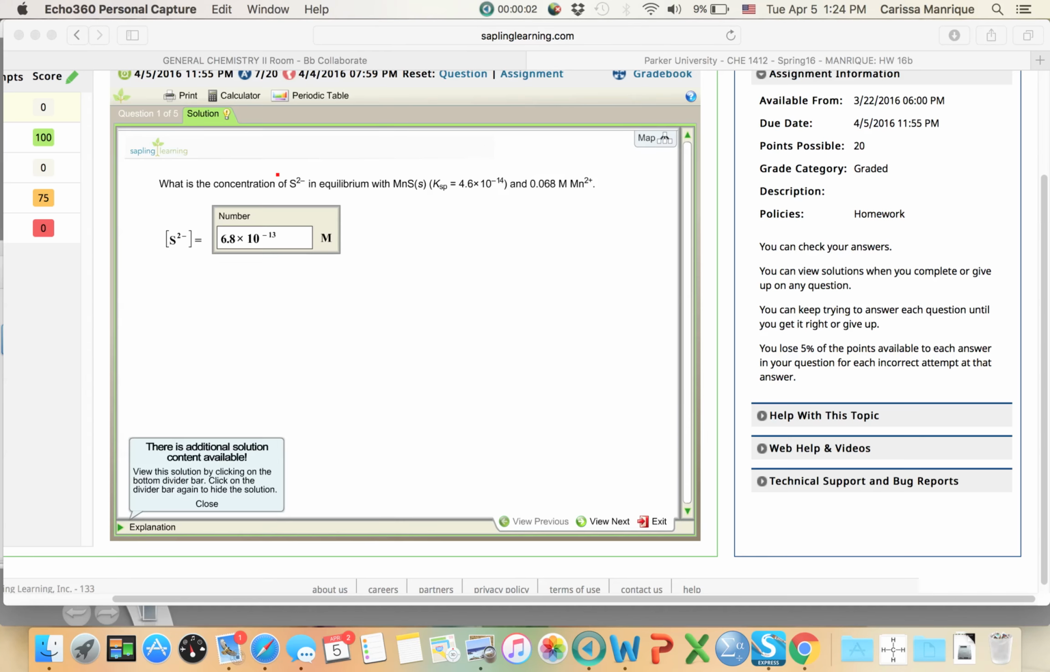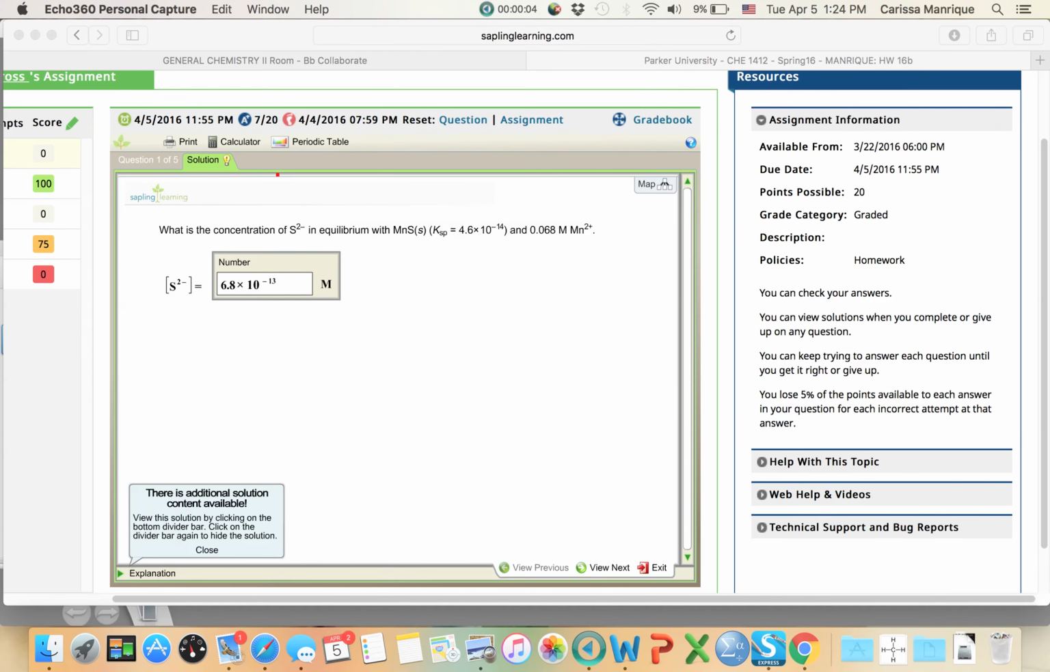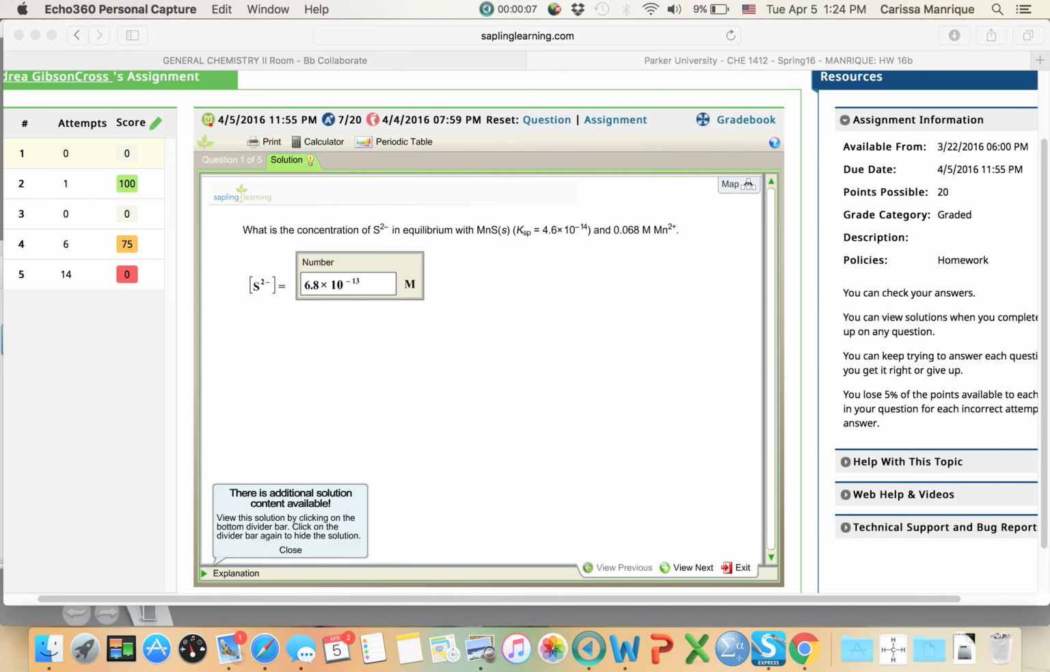I had a request to go over a couple problems in 16b. The first one: what is the concentration of sulfur in equilibrium with manganese sulfide? Here's the Ksp, and the amount of manganese is 0.068. Okay, so let's set that up.